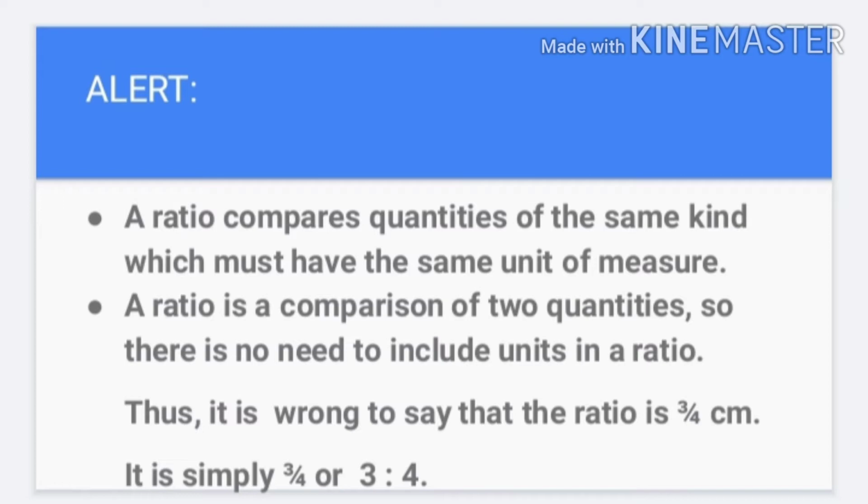Thus, it's wrong to say that the ratio is 3 by 4 centimeter. It is simply 3 by 4, or 3 is to 4.